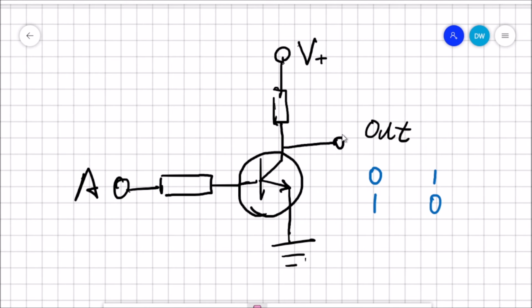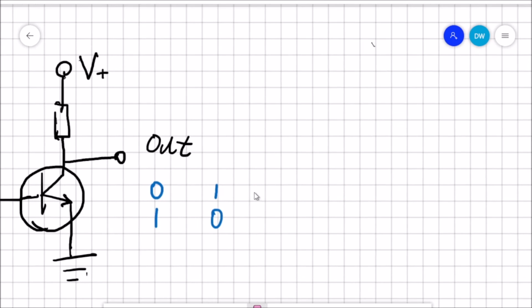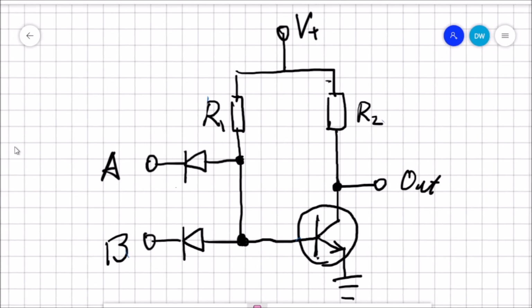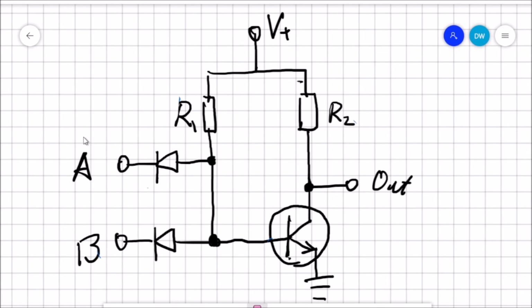That's fairly straightforward. Now let's have a look at another one. As you can see here, this is more complicated, has more moving parts. Two inputs, each connect to a diode, and then they all connect to a transistor. How does this work? Now let's trace out the logic relationship here.